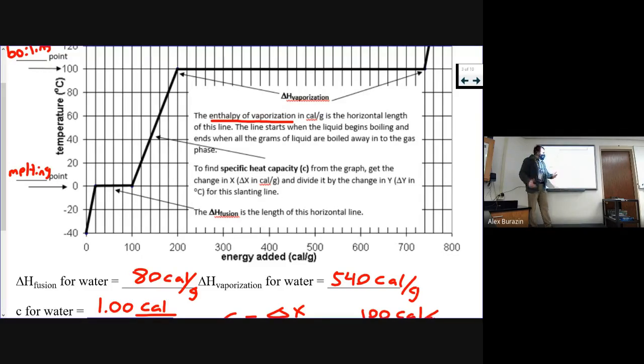Not only that, these graphs also are giving us the enthalpy of vaporization, which is a fancy way of saying it takes this much energy per gram of substance to boil it. And it gives us the enthalpy of fusion, which is the fancy way of saying it takes this much energy per gram to melt it. Questions? All right.